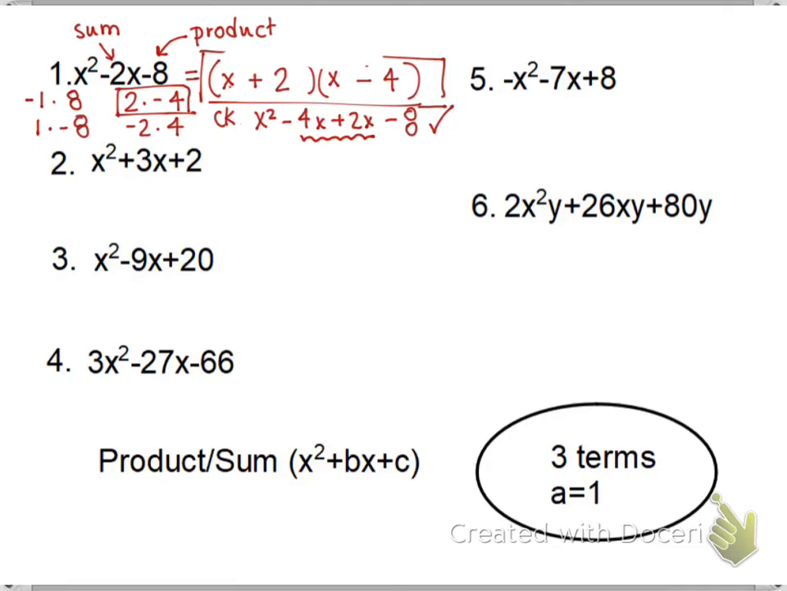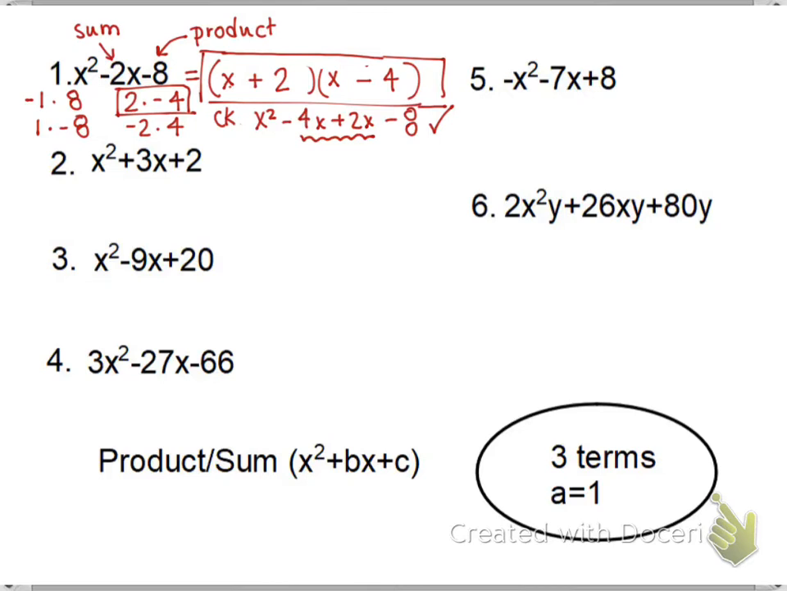Okay, next. Number 2, is there a greatest common factor? No. I don't see any factors that those have in common. So we're ready to proceed.